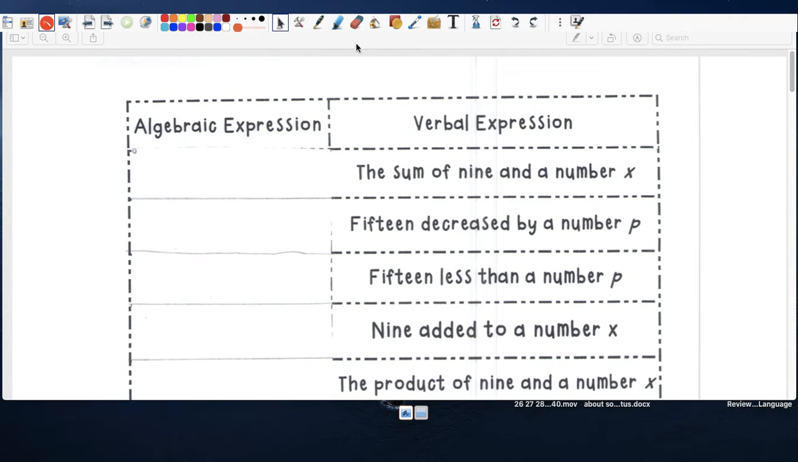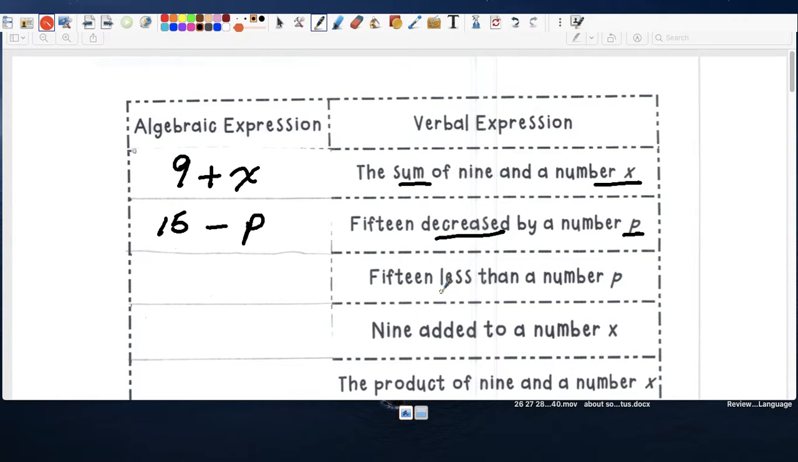We're going to start from the front page, okay? Sum is addition, and 9, and a number we want to call x. 15 is 15, decreased is minus, and then p is just p.